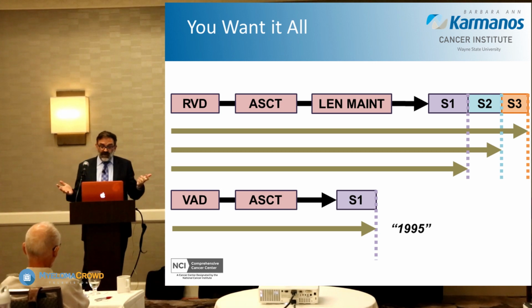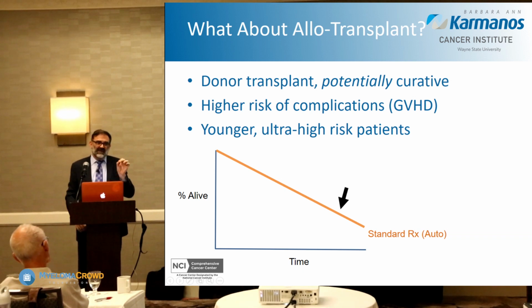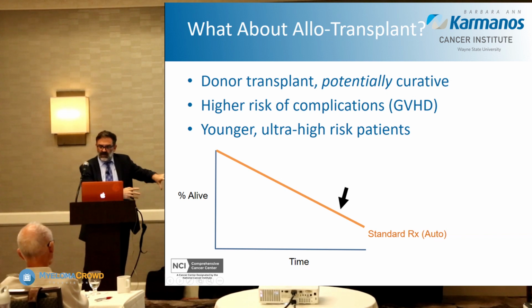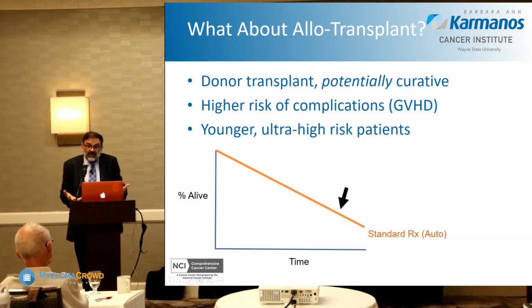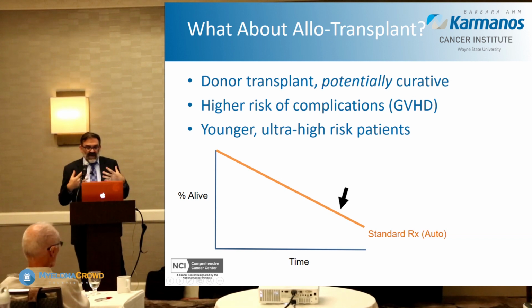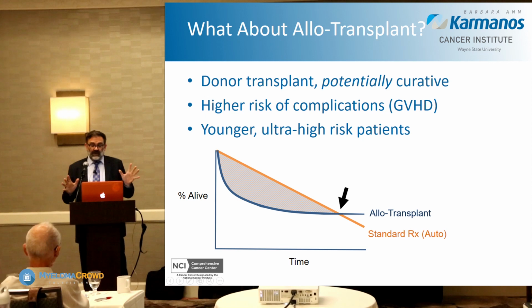Another question that comes up is, what about an allo-transplant? I've heard allo-transplant's a more potent type of transplant. It's a donor transplant instead of your own cells, using somebody else's. Potentially curative because of something called graft versus myeloma. The immune cells in that donor graft are fighting the myeloma. There's some danger, some risk up front, because those same immune cells can react against your body tissues. That's called graft versus host disease. As a result, there is a lot of upfront survival risk related to it.